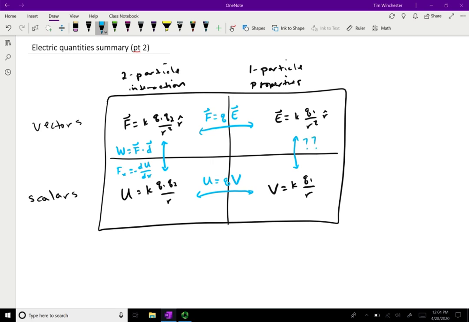Okay. So we have not yet explored the relationship between electric field and potential, but we'll find that they are actually closely related. And that's going to be one of the things that we study in the next few lectures.